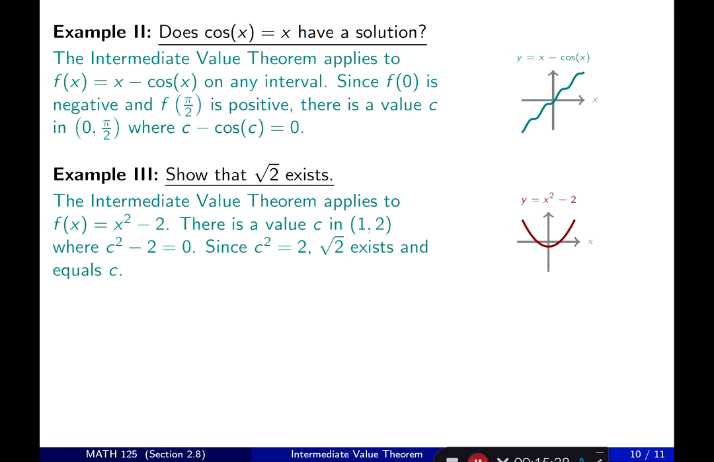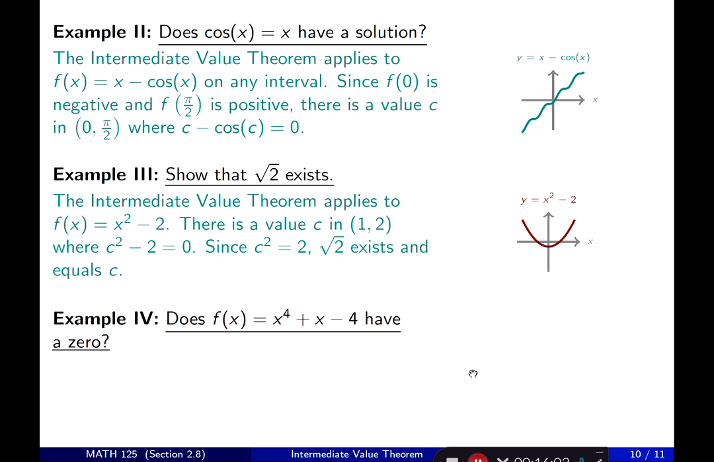By the way, if you notice, here we draw both graphs, and that graph crosses the x-axis only once. This graph crosses the x-axis twice, once at square root of 2, once at x equal to negative square root of 2. Now, how about f of x equal to x to the 4th plus x minus 4?